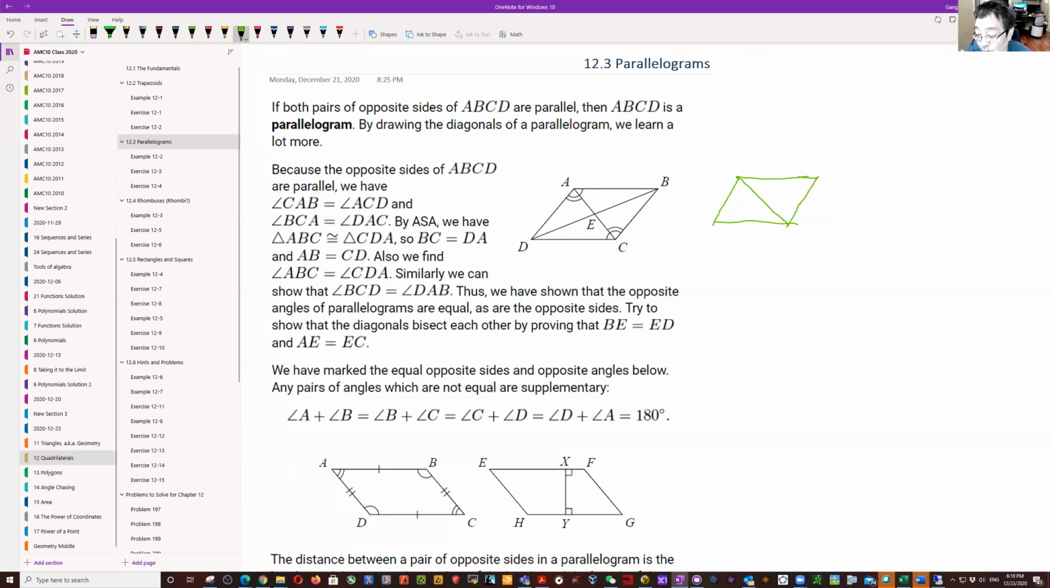Then basically, because those are parallel, this is alternate interior angles. That is the same. Then if we look in this direction, those are parallel with the same diagonal, and this is the same.